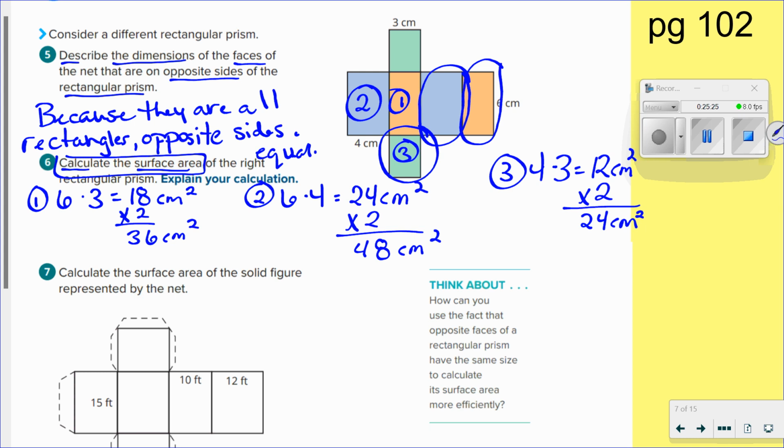Do I know my surface area yet? No, I need to do what?